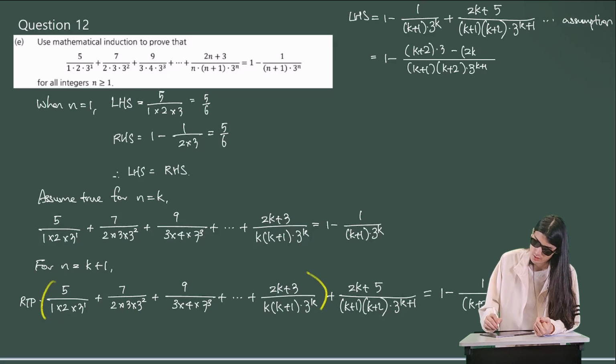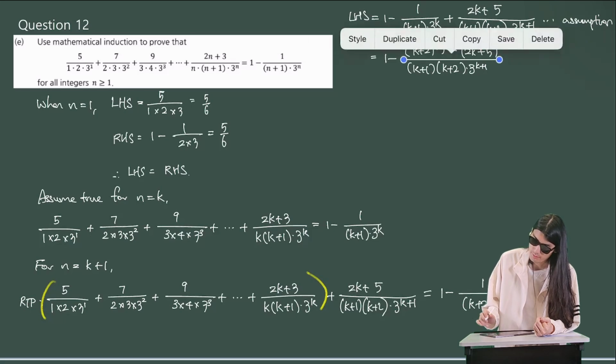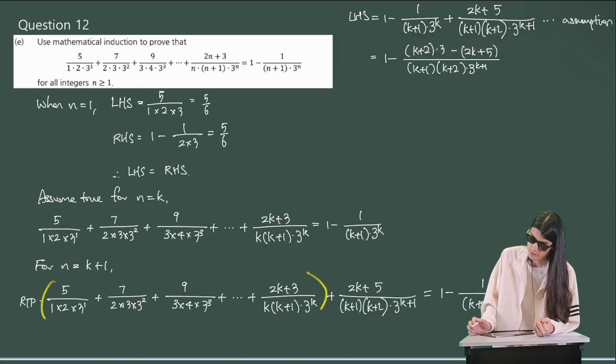Okay. And the second term, the 2k plus 5 on the numerator, doesn't have to be multiplied by anything, right? Just be careful that the positive turns into a negative when you combine the two fractions because of the negative sign, okay? Then what do I have?